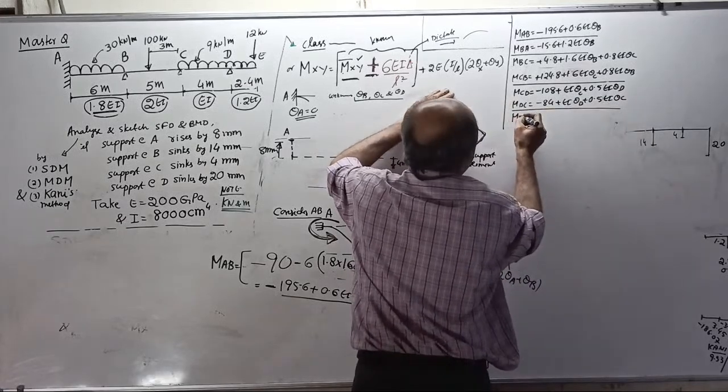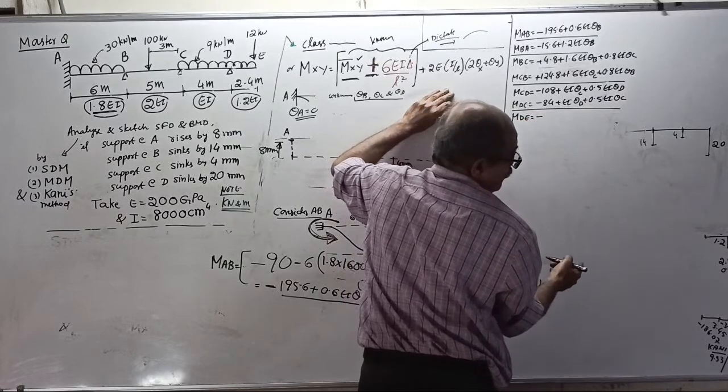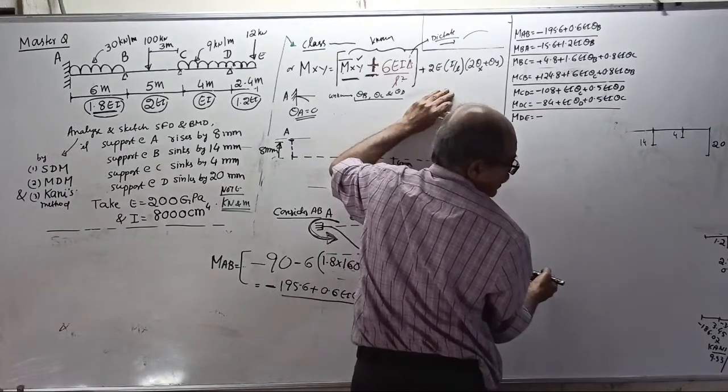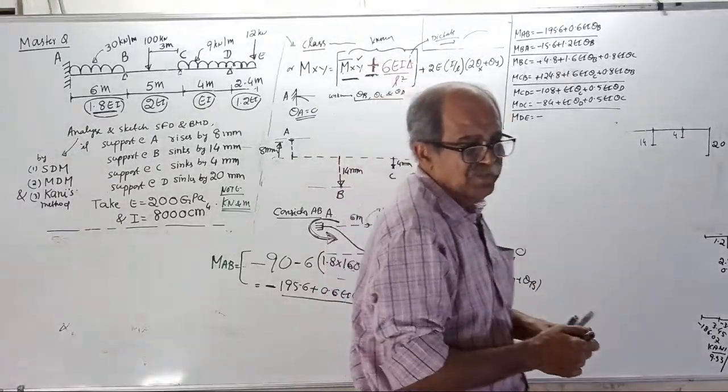And lastly, your MDE will come minus, it is FPM, minus, what is the FPM? I forgot that FPM. What was the FPM for the overhang? I completely forgot it.